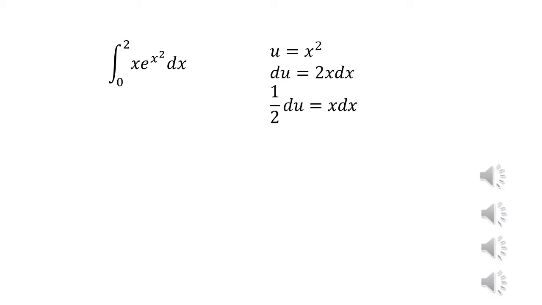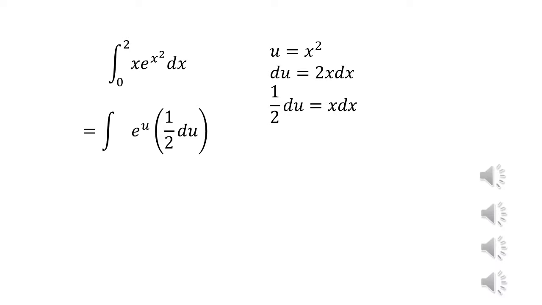Now for something new. We'd like to consider how substitution works when we have a definite integral. Consider this integral, the integral from 0 to 2 of x e to the x squared dx. The substitution process is going to be exactly the same. We're going to let u equal x squared as we did before, so that du is still 2x dx, and x dx is 1/2 du. So we replace everything in sight in terms of u.